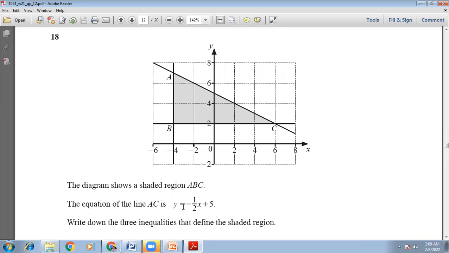So in the place of this equal sign, I will put a crocodile sign, and the back of the crocodile will be towards the y, because the area below this line is the required area. This BC is a horizontal line, and its equation will be y equals 2. Because the shaded area is above this line, I will write y greater than or equal to 2. This line here is a vertical line, and its equation will be x equals minus 4. Because this shaded area is on the right side of this line, I will write x is greater than or equal to minus 4.